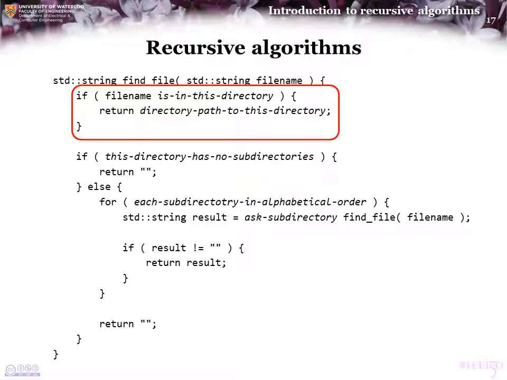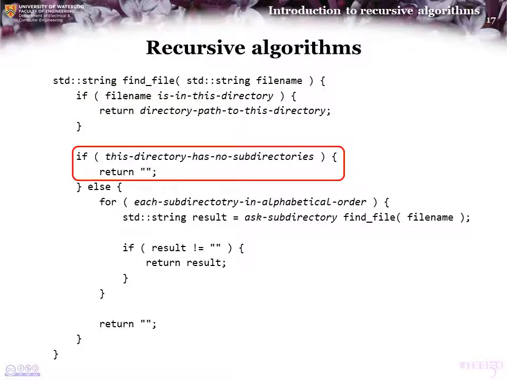All right, so we start by simply searching the current directory. Did we find the file in this directory? And if so, then we're just going to return a directory path to the current directory and we're finished. Suppose that we don't find the file. So now we have the base case. If this directory has no subdirectories, we immediately return the empty string and we are done.